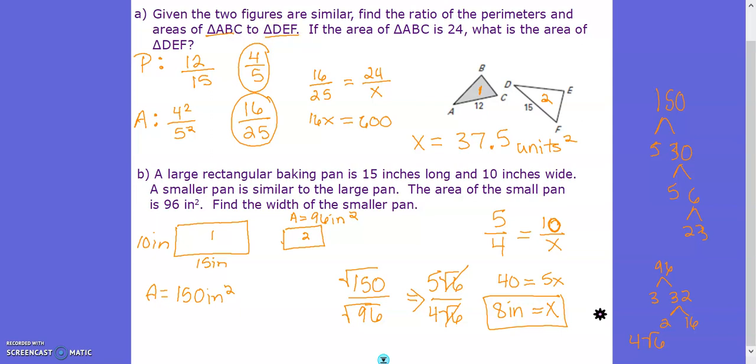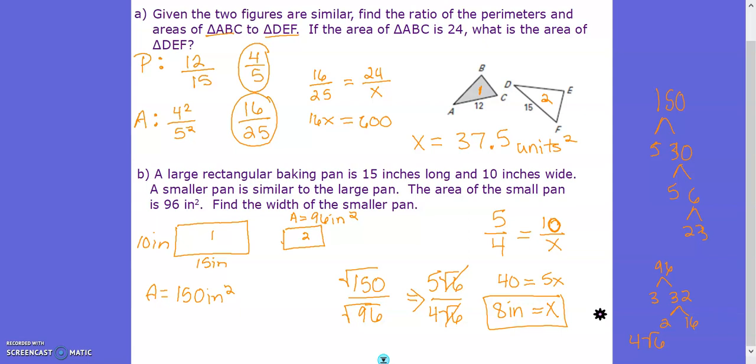So for A, my ratio of perimeters is 12 to 15. We can reduce that to 4/5. So that is the ratio of the perimeters. The ratio of the areas, I now take that perimeter ratio and just square it. So I have 4 squared and 5 squared. I get 16 over 25. That's the ratio of my areas.